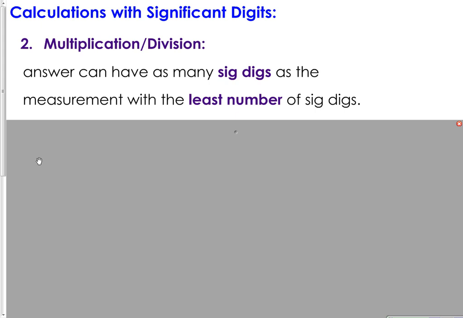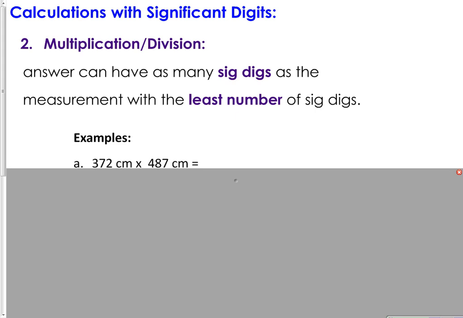So remember, in multiplying and dividing, what you are going to pay attention to is how many significant digits are in each of your measurements. Your answer can only have as many as the one that had the fewest. Now, to practice, this is how you're going to make sense of it. So let's look at your sheet.